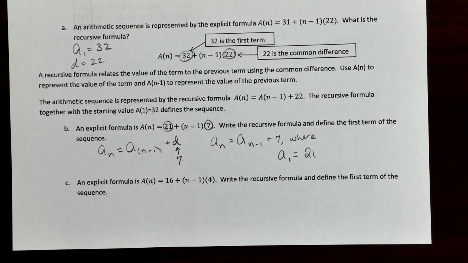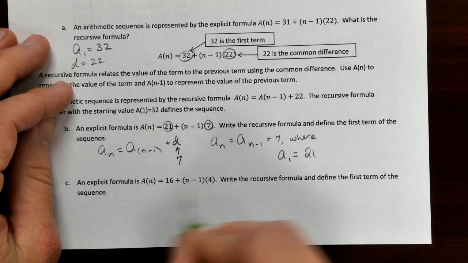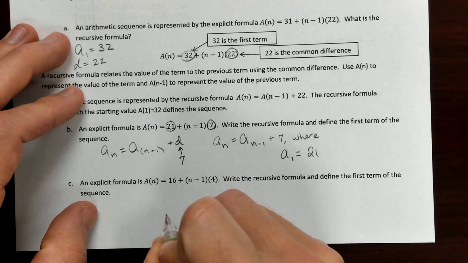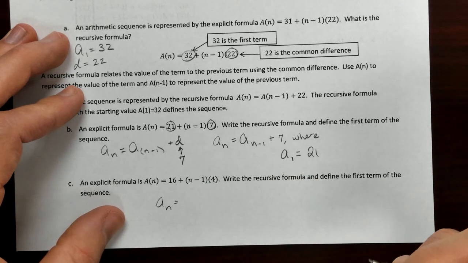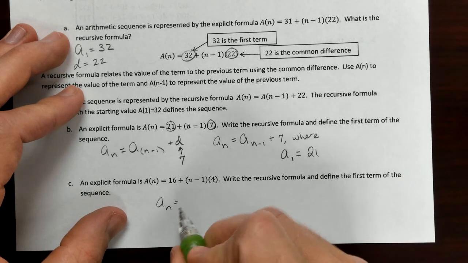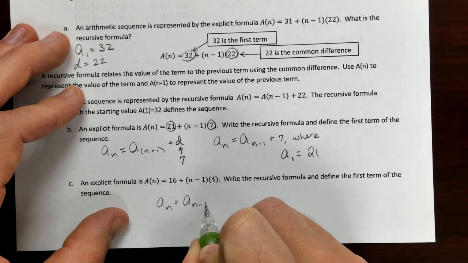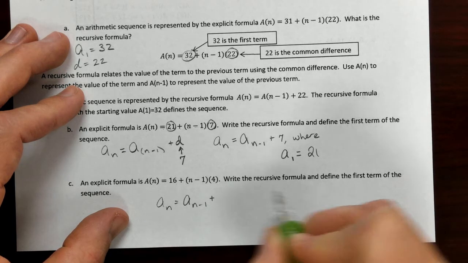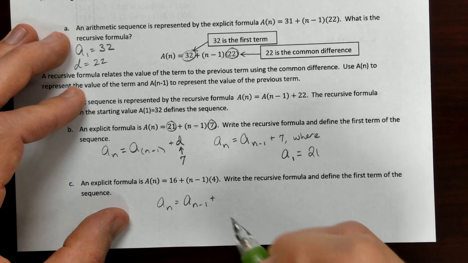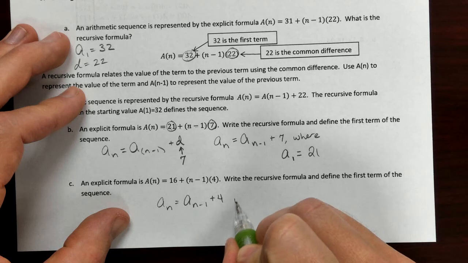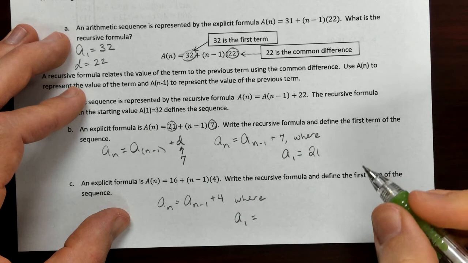All right, Manasseh, take us home. So let's write my recursive formula from this problem right here. A of n equals a n minus 1 plus d. Okay, what is d? D is 4. Great. And then now where a sub 1 equals 16.